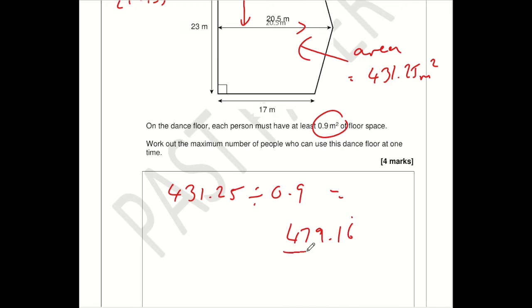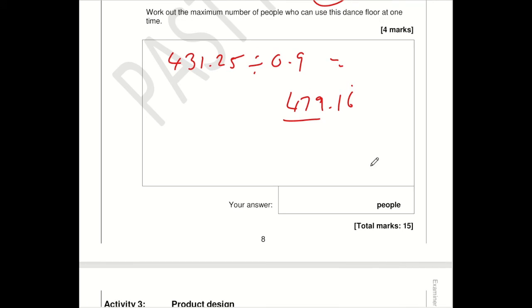479.16 recurring. So we'll just round that down, not because it's closer to 479 than 480, but because 480 would mean each person would not have 0.9 square meters of floor space, be a bit restrictive, so we'll just round that down, so that is 479 people.